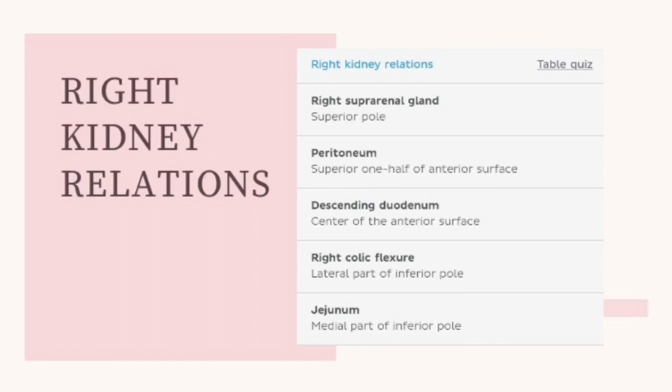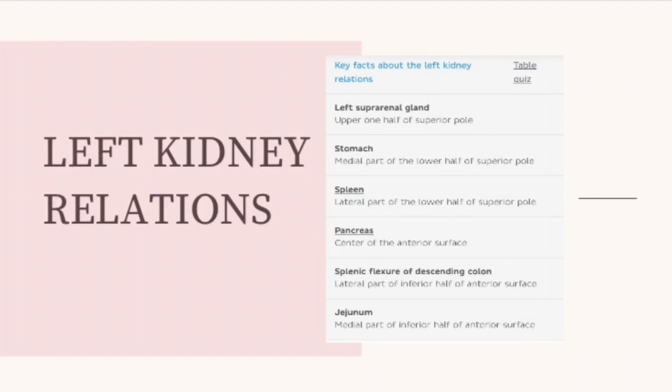At exactly the center of the anterior surface, imagine a horizontal stripe that extends from the medial concavity toward the center of the lateral convexity. That is the area of the kidney that is directly touched by the retroperitoneal posterior wall of the descending duodenum. The lateral part of the inferior pole is directly in contact with the right colic flexure, also known as the hepatic flexure, which is also retroperitoneal at this part. And the rest of the inferior pole is associated with the peritoneum of the small intestine, more precisely the jejunum. Let's proceed to the left kidney anterior surface.